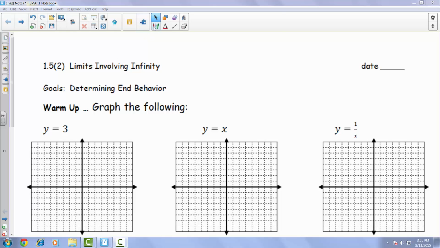Here we're looking at the warm-up for our 1.5 number 2 set of notes. We're asked to graph the following. Here we have the line y equals 3, and as we know, that's just a horizontal line at y equals 3, so we should see something like this.